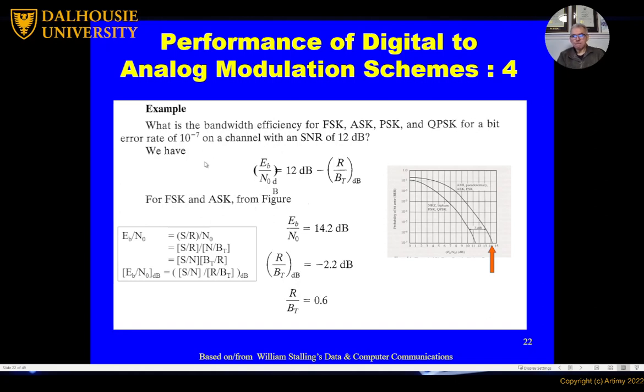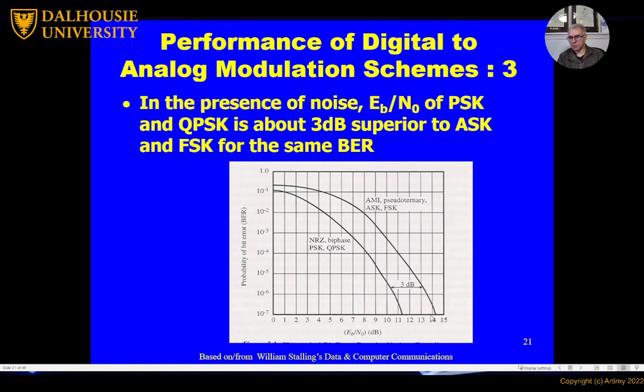Okay, now what is the signal to noise ratio? It was given to us, that's 12, so we applied it directly. And I was given the error rate, 10 to the power of minus 7. So to get the energy to the noise ratio, I can go to the graph to this point, which here is clearer. So I go to, it's about 14.2, which is Eb over N naught is 14.2.